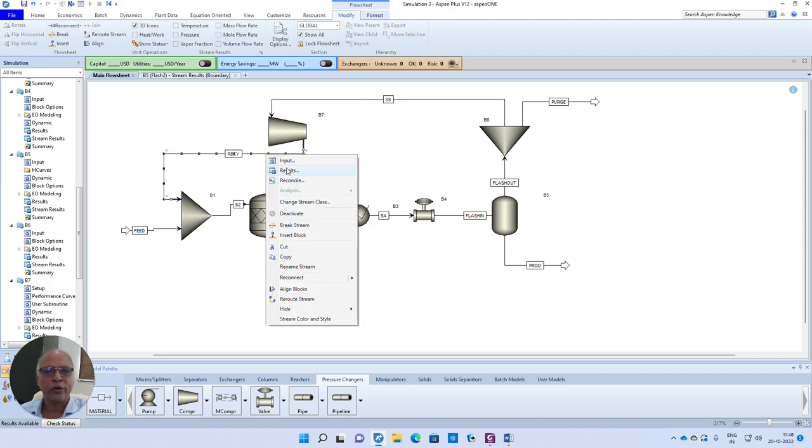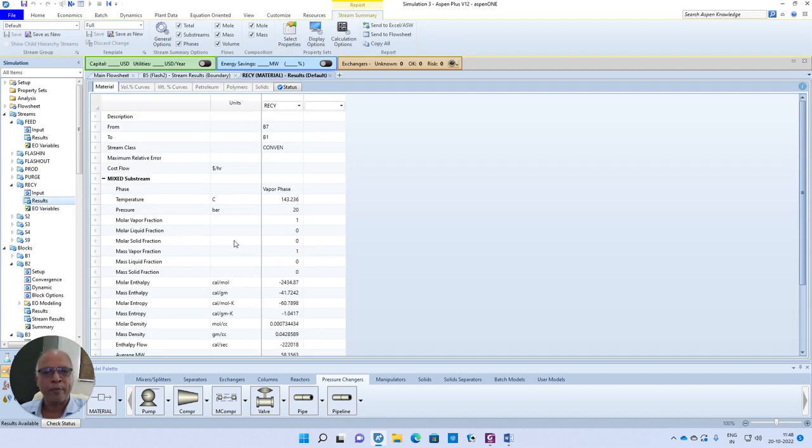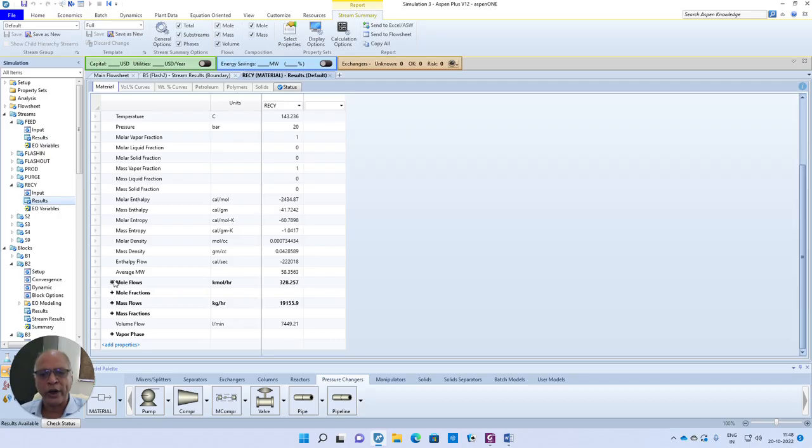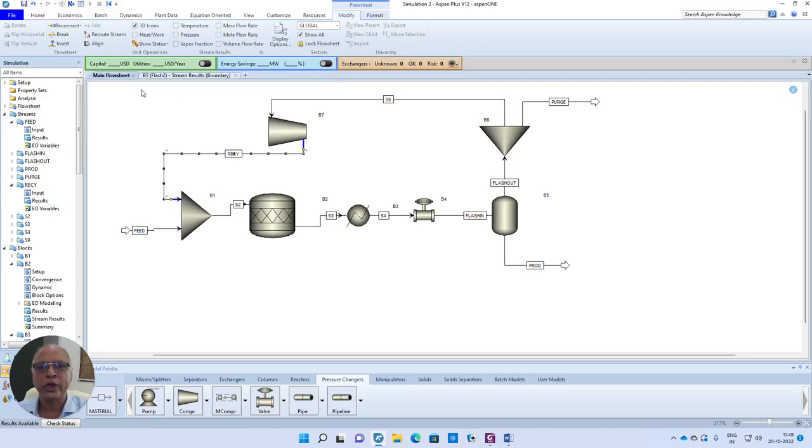Right? Similarly, whatever information you want, you should be in a position to see. For example, I would like to see the recycle. Remember, 1000 moles is the fresh feed, but what about the recycle? 328. The recycle ratio is 328 by 1000. You can see this recycle is not very huge because we had a good conversion of 80%. Now if there is a possibility, you can think of varying this conversion beyond 80 and see how the process behaves.